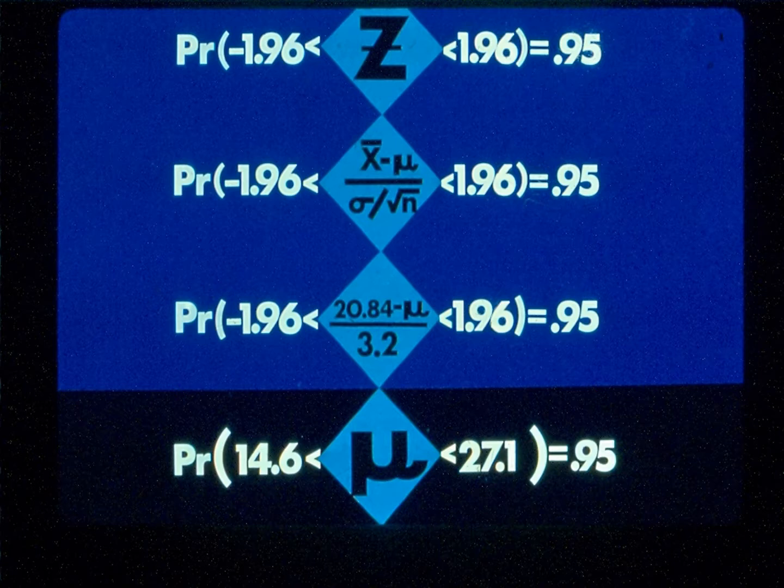In summary, we have begun with a 95% probability statement about z, and using the standard conversion formula x bar minus mu divided by sigma over the square root of n, we have substituted values for x bar and sigma over the square root of n, mu being the only unknown term. After rewriting the expression several times, we have arrived at an equivalent interval with mu in the center.